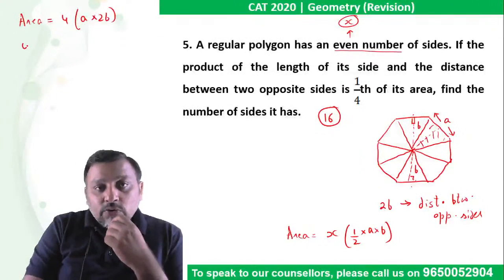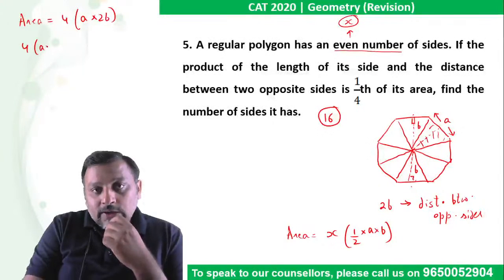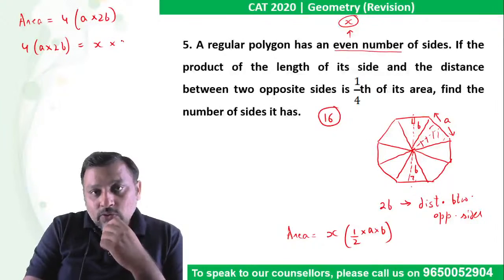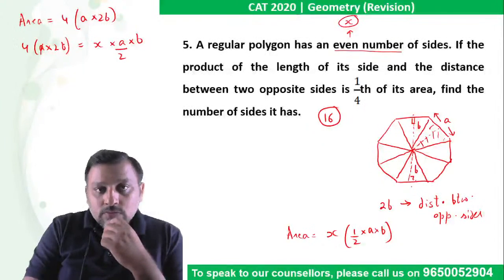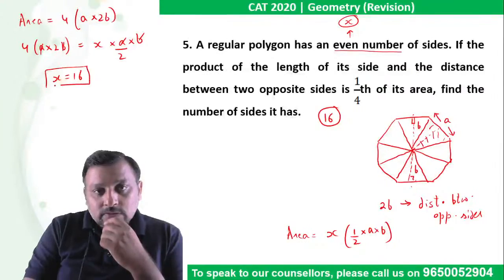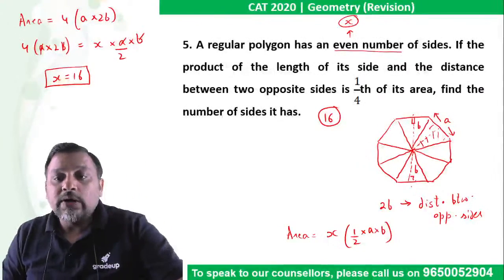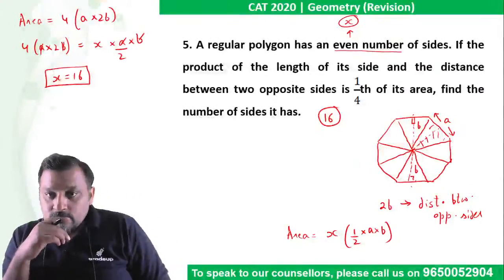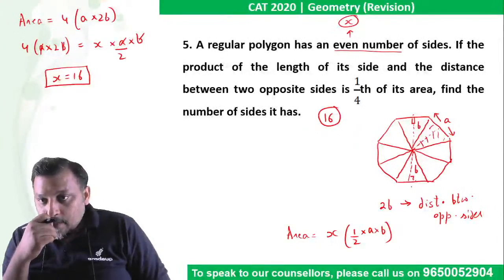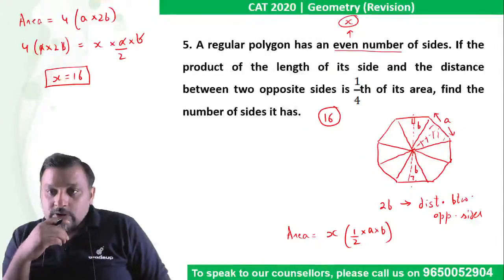So you just need to equate the area. 4 into A into 2b is equal to x into A into b by 2. So from here you will get the value of x is 16. We are just equating the area of the triangle. Yes, very good, Manoj.